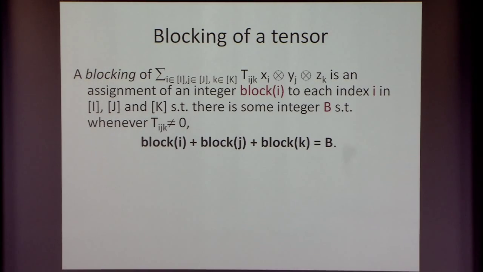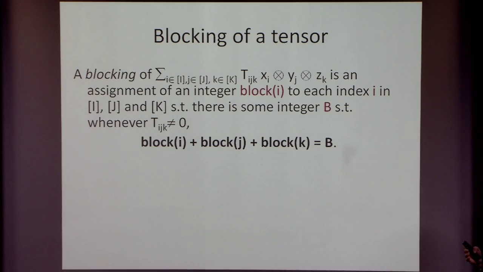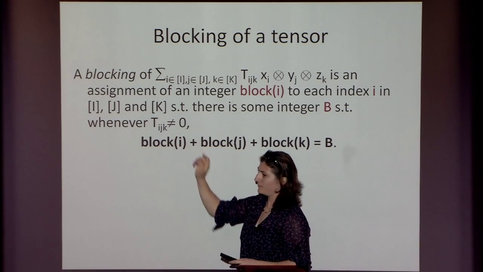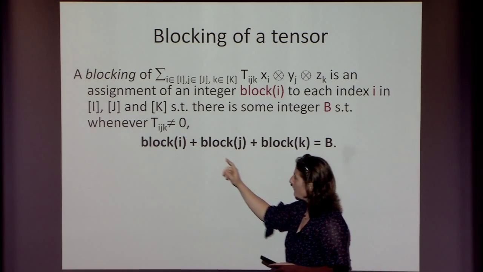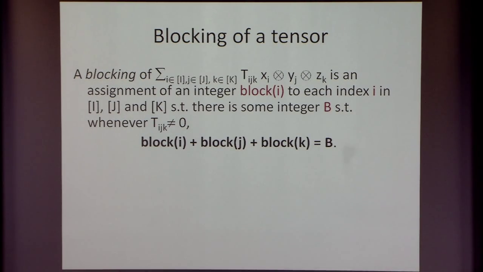Okay, so they defined something called a blocking. So you're given a tensor and you decide to take the variables and their indices and partition them into blocks. And so you assign every index, let's say of the x or y or z variables, some integer called block of i, so that whenever the tensor is non-zero, let's say T_ijk is non-zero, block i plus block j plus block k equals b, and b is a global integer. So stare at it a little bit. It's unclear why they should exist, but they exist for many tensors.